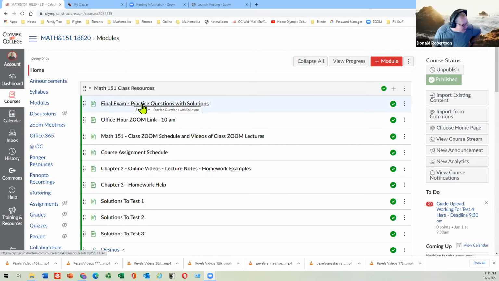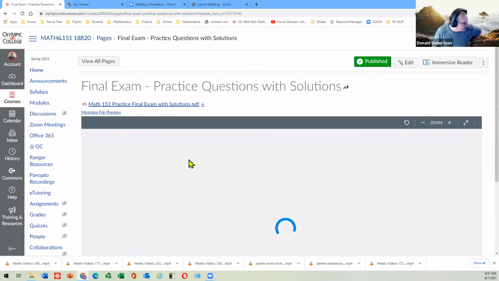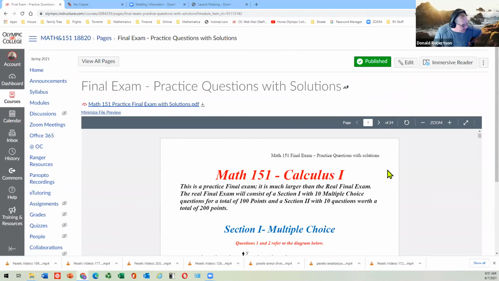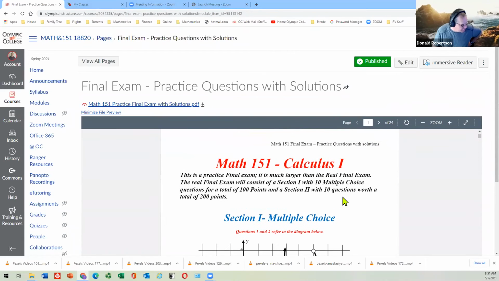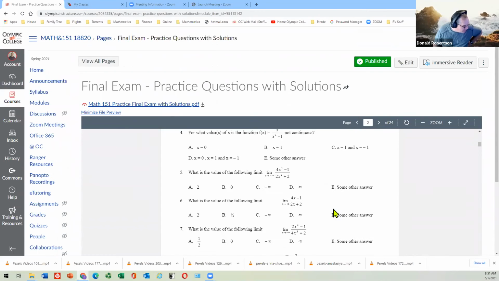Right. Final exam practice questions. This is not homework. This is things that you can choose to do. I would hope that you would do it. If you click on it, it gives you an idea of what a final exam is going to look like. You know yours is in a PDF. And basically you will get an exam looking like this. But your exam, as it says right at the beginning, is much smaller than this. But it does give you an idea of how I will ask the questions.